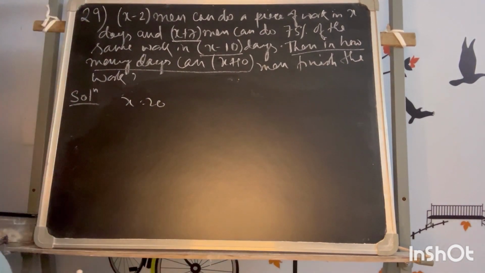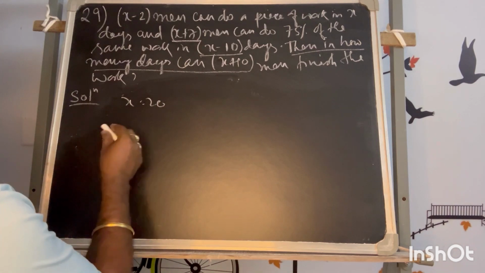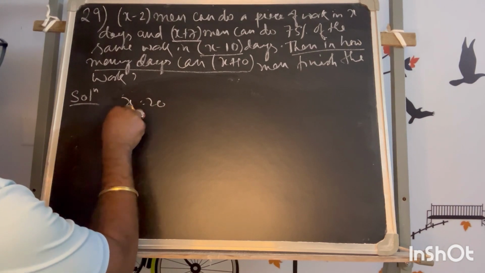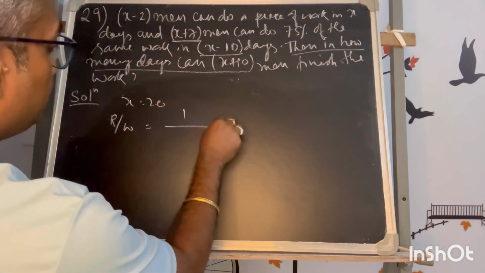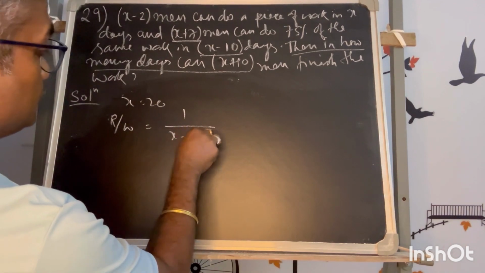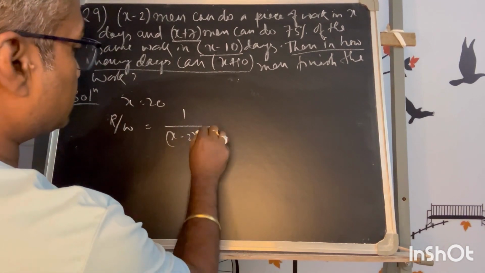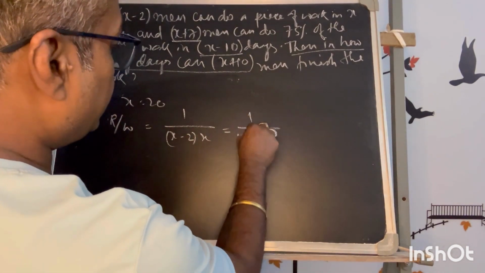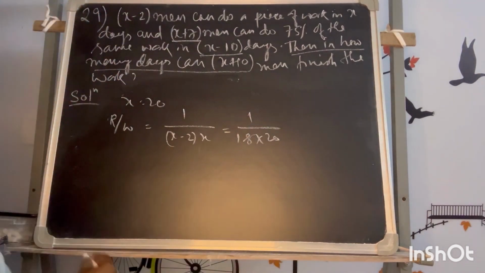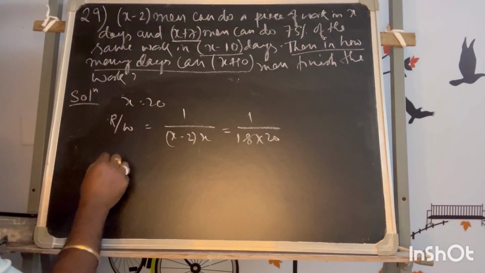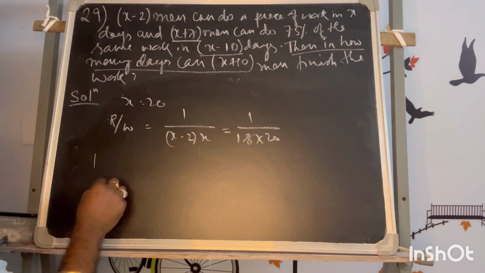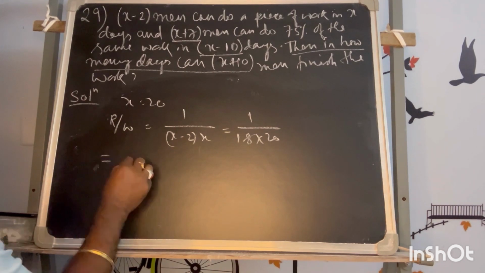Now once you get x is equal to 20, your rate of work, from any other equation, is x minus 2 into x. So this is equal to 1 by 18 into 20. Now what you have to do? The complete work, you have to do in how many days?